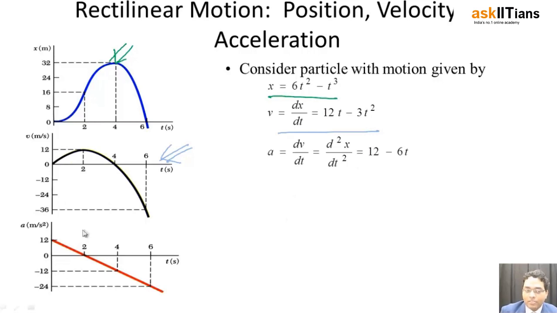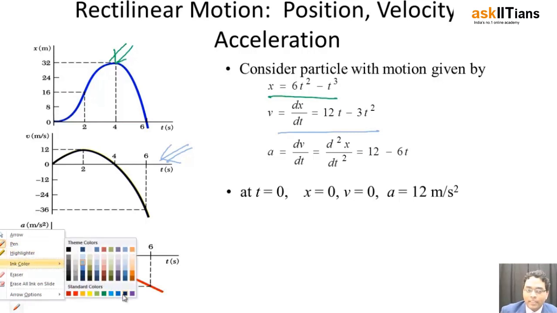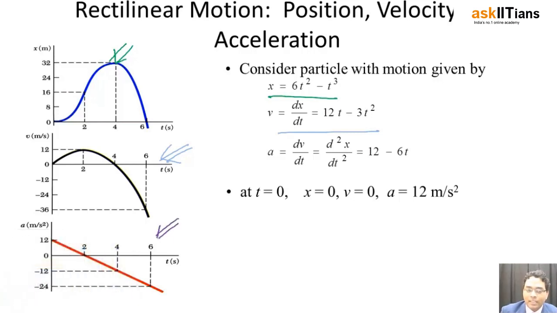And the acceleration. For the case of acceleration, as you can see, it is a negatively sloping graph, but it is a linear graph. It has to be linear in the sense that there is no change in the slope taking place. The acceleration is constant in this case.